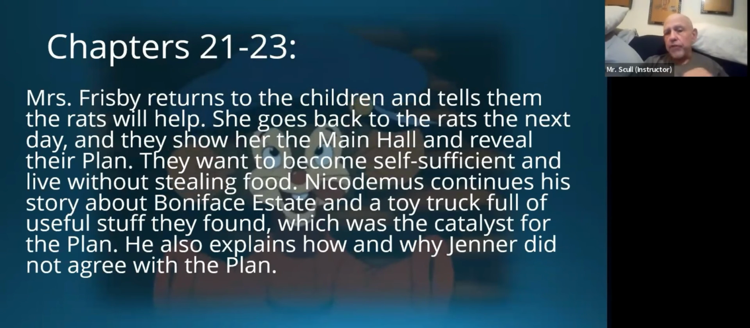Chapter 21 to 23. Mrs. Frisbee returns to the children and tells them the rats will help. She goes back to the rats the next day and they show her the main hall and reveal their plan. They want to become self-sufficient and live without stealing food. Nicodemus continues his story about Boniface Estate and a toy truck full of useful stuff they found, which was the catalyst for the plan. He also explains how and why.